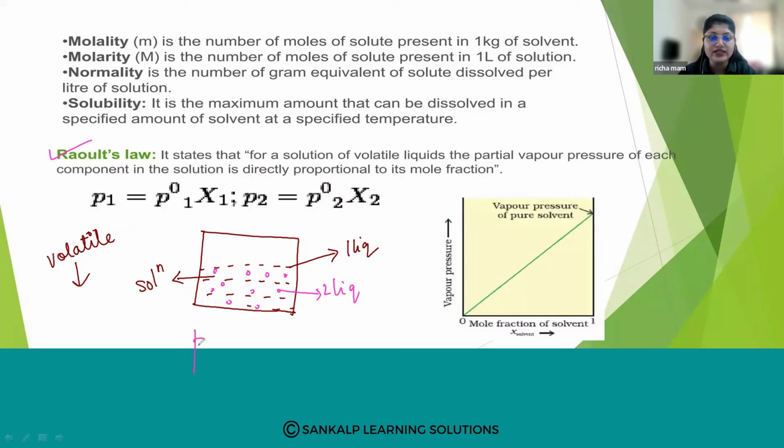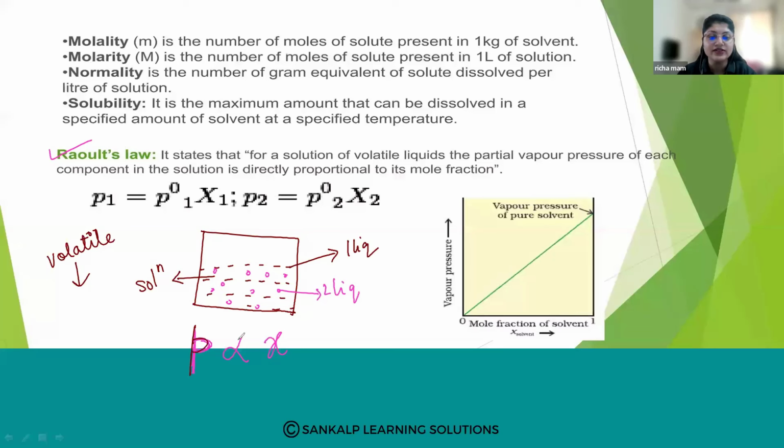So the pressure exerted by the vapor on the surface of the solution. We know now how the vapors are created and what vapor pressure is. These things we have discussed previously, so I'll not repeat them again. The pressure exerted by the vapor on the surface of the solution is directly proportional to its mole fraction.